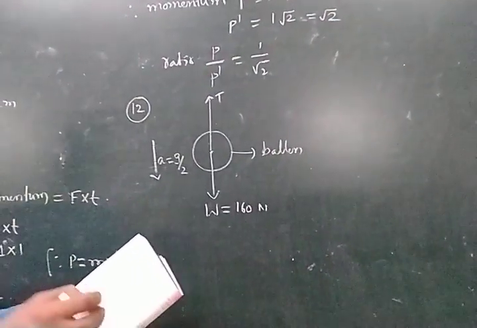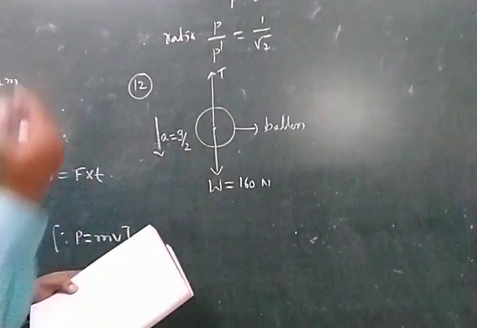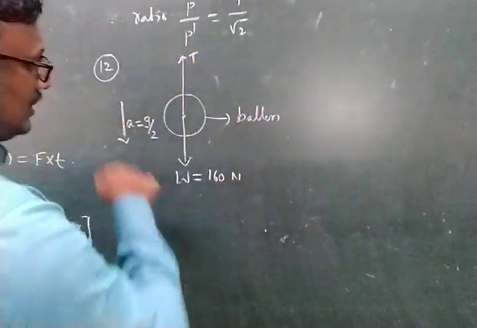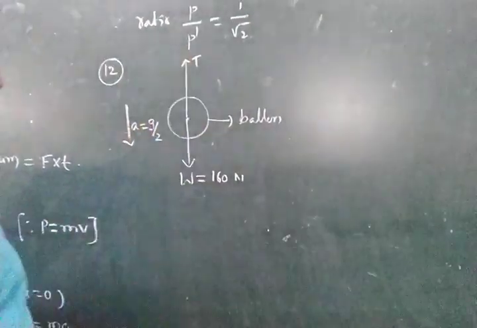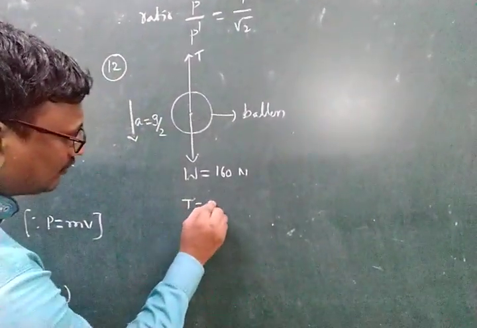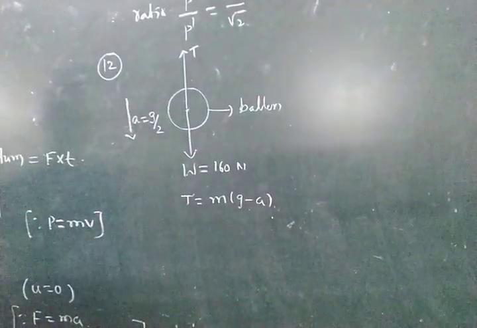We need to find the mass to be removed so that the balloon moves up with an acceleration. First, in this condition we can find the tension. When the balloon is moving downward, T is equal to m into (g minus a).